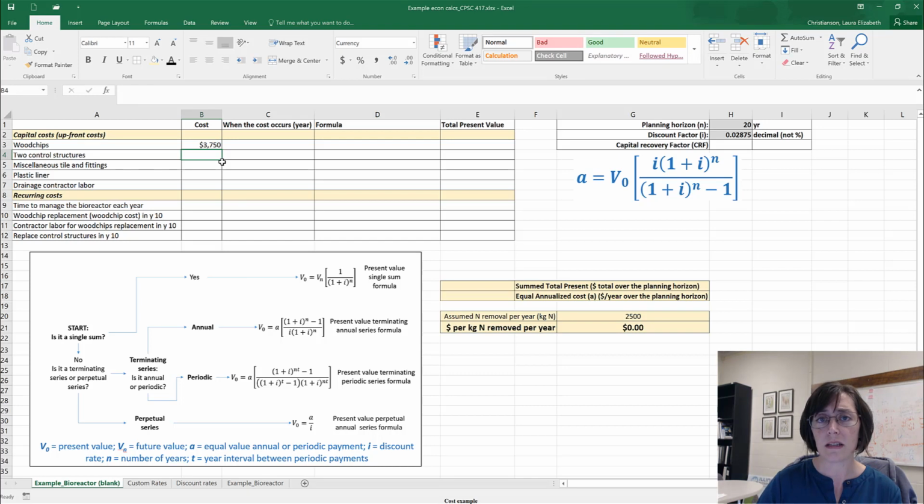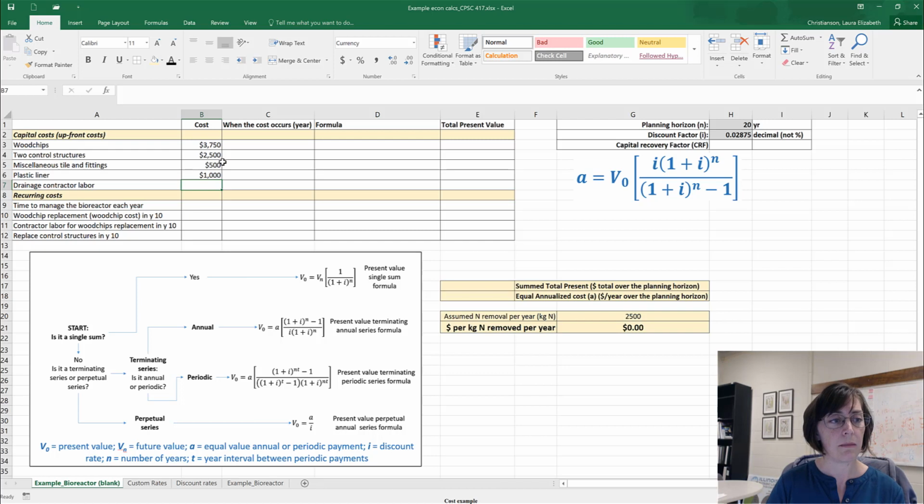So you just go through the process of itemizing and then putting numbers to each cost associated. For control structures, one will cost me about $1,000. The second larger one would be about $1,500. Miscellaneous tile, I'm just going to estimate in here $500. Plastic liner, again, I'm familiar with these costs, but you would want to look these up with either quotes that you get from vendors or costs that you find on the internet.